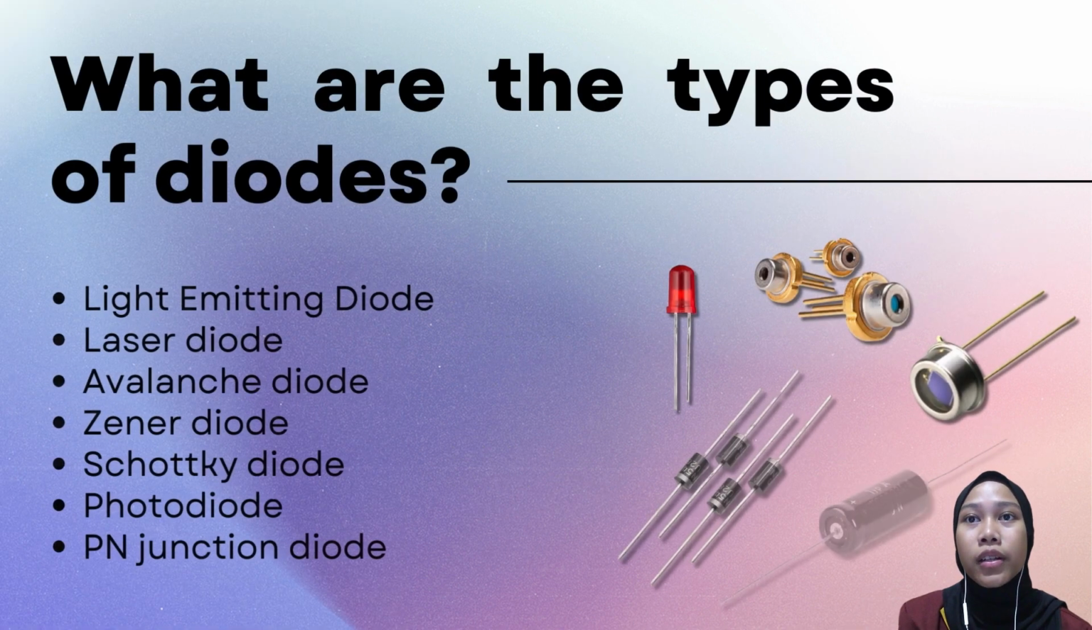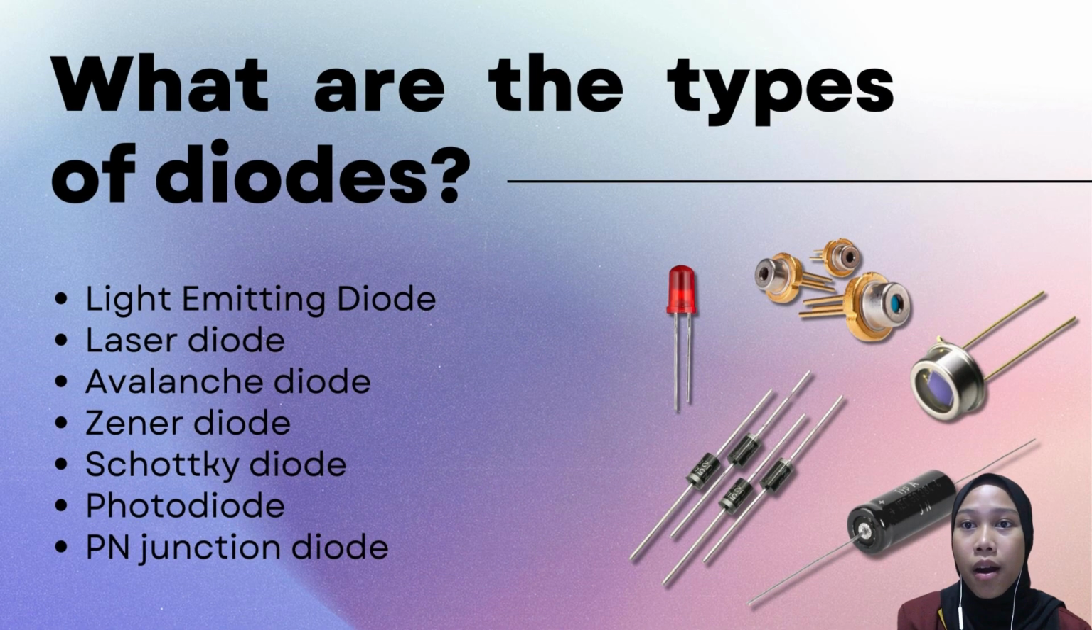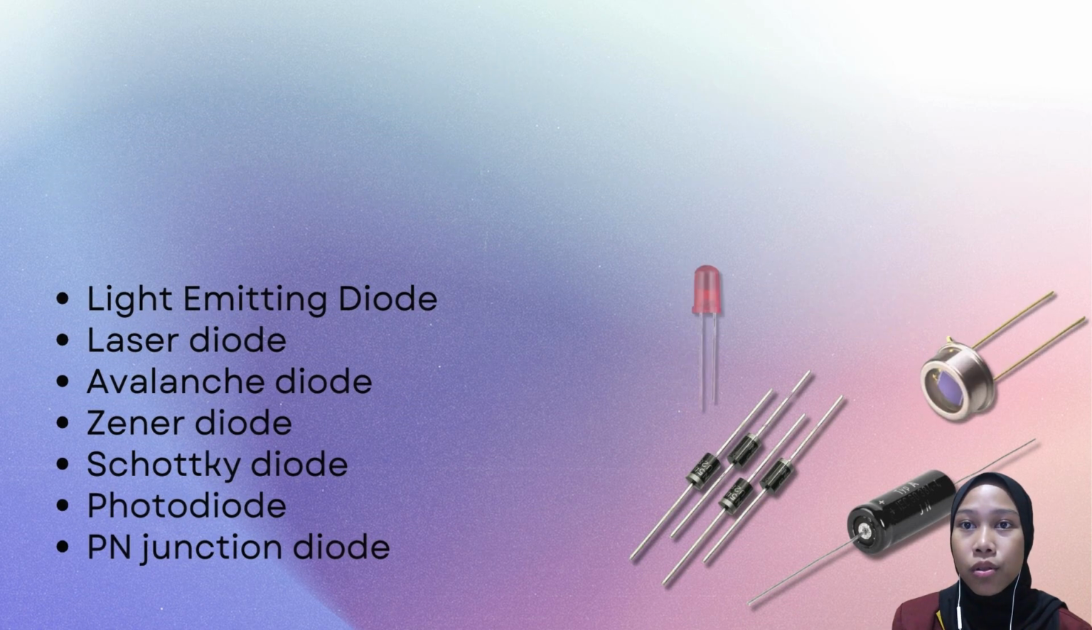And what are the types of diodes? There are several types of diodes. There are light-emitting diodes, laser diode, avalanche diode, Zener diode, Schottky diode, photodiode, and p-n junction diode.